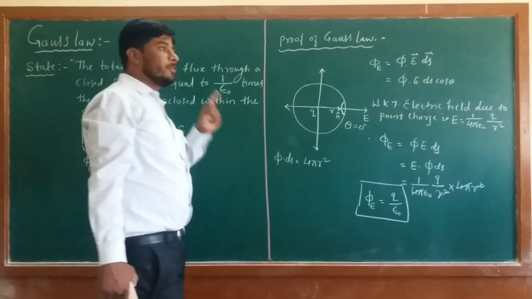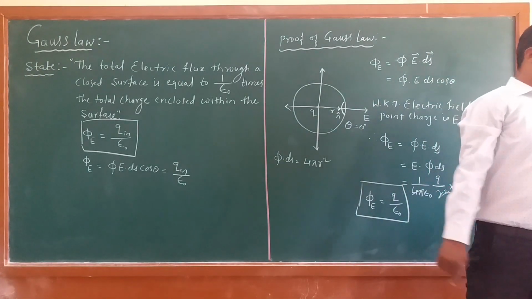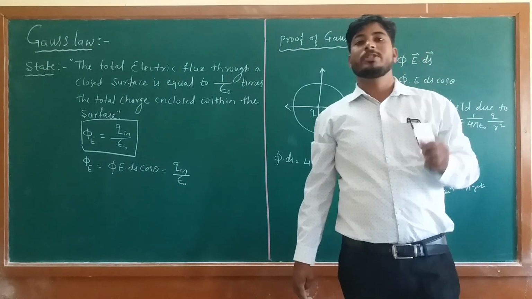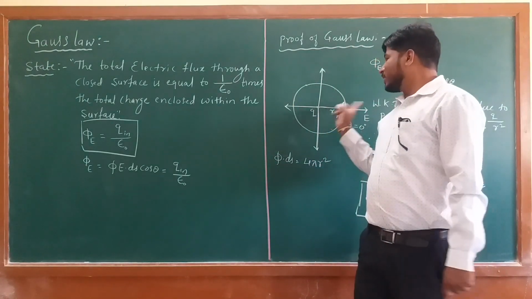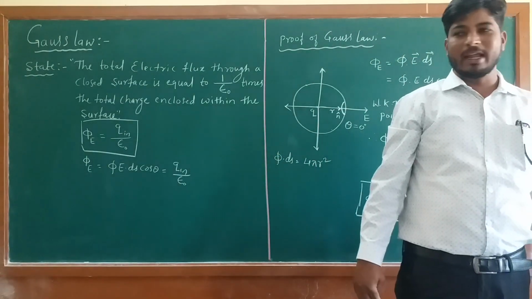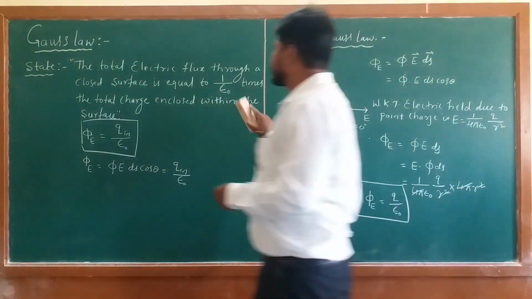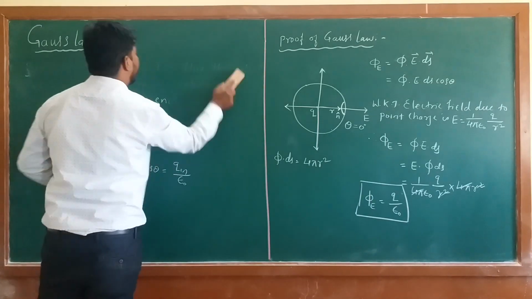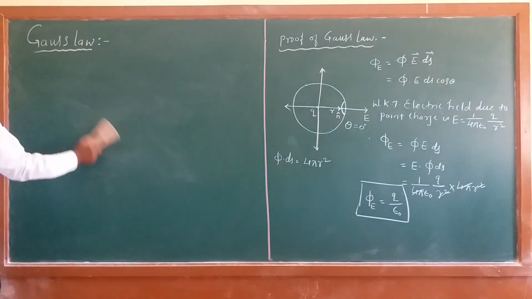One more point we have to remember about electric flux: inward flux is always taken as positive, and outward flux is always taken as negative. This is the outward flux, so it is negative. If there is an inward flux, you can take it as positive. So this is the Gauss law. We will see some special cases of this Gauss law, which we usually use in competitive examinations. So let us come across some special cases in Gauss law.